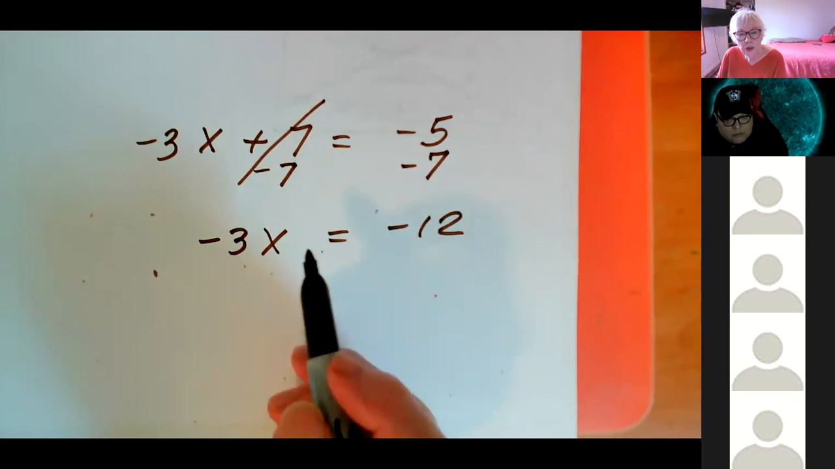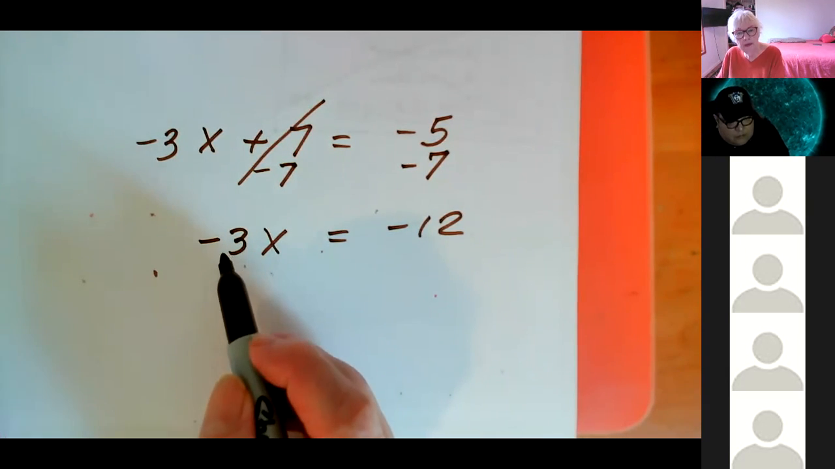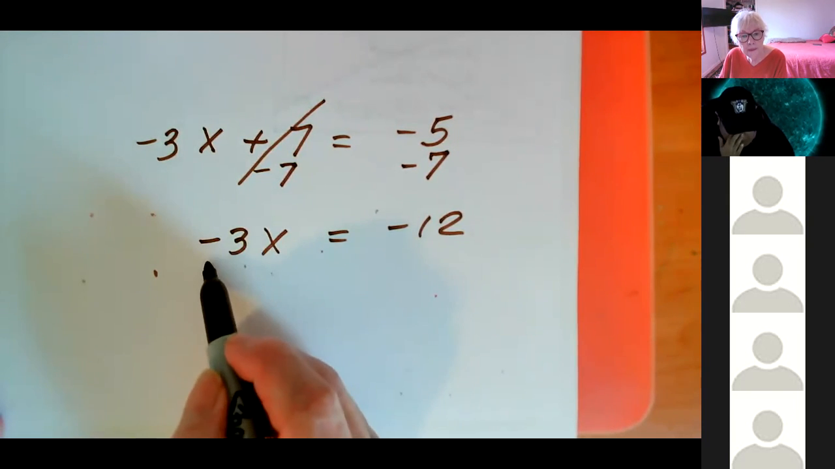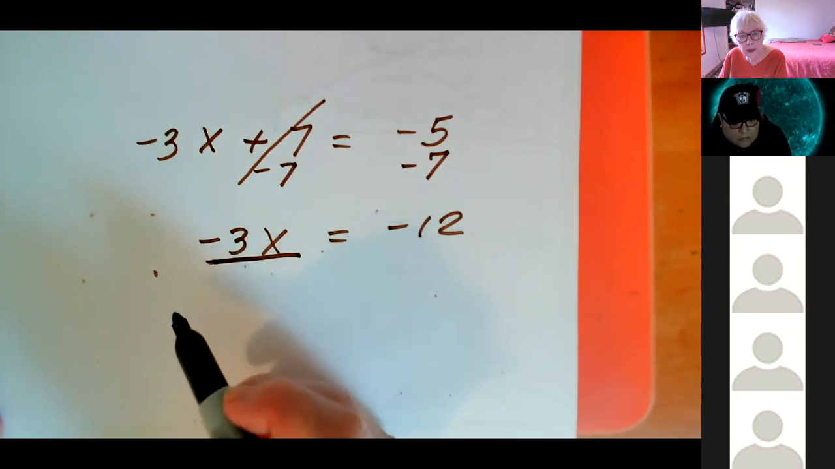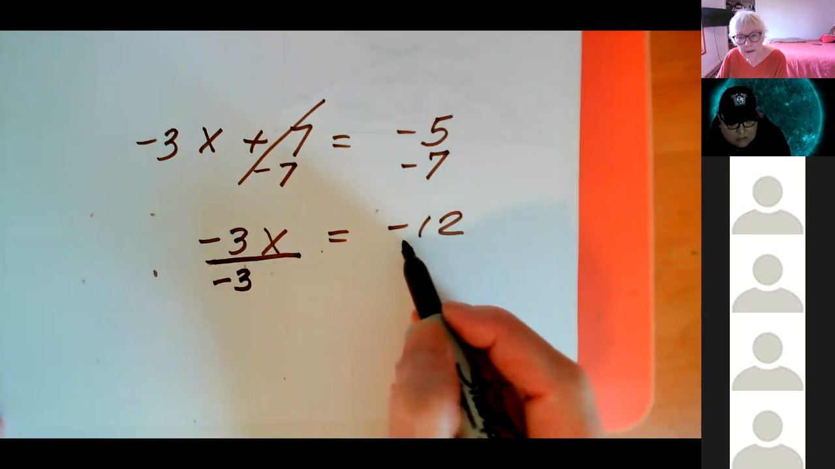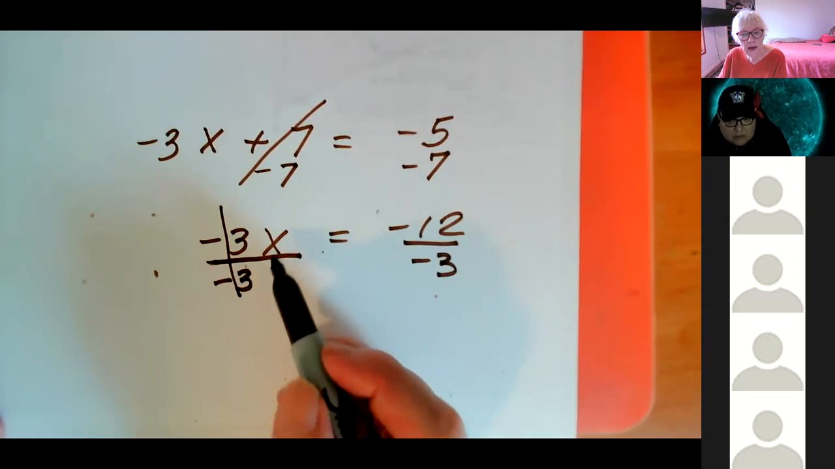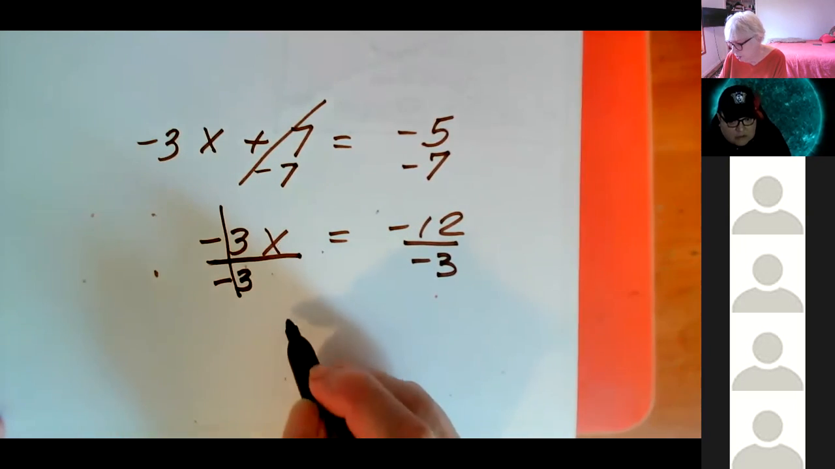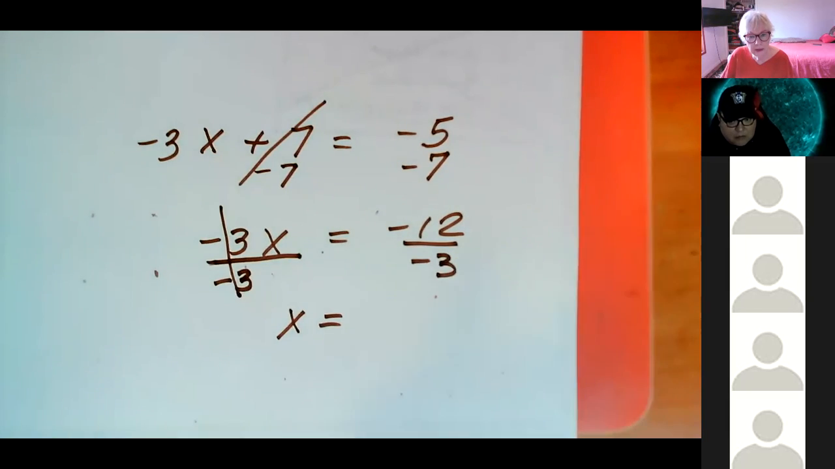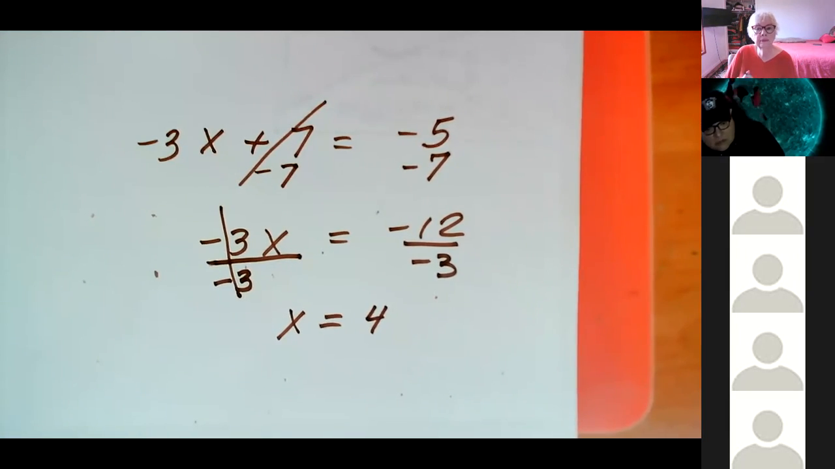Okay. So now what we have is we have to get rid of the -3. And so what do we do? Divide by what number? -3, divide by -3. What's left? x. And a negative divided by a negative is positive. Correct. There we go.